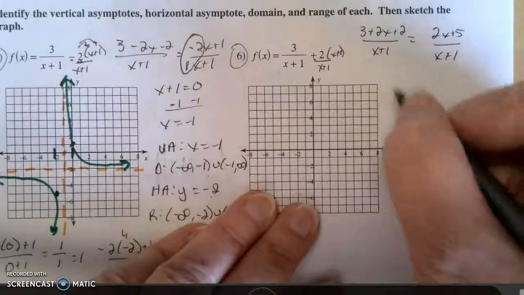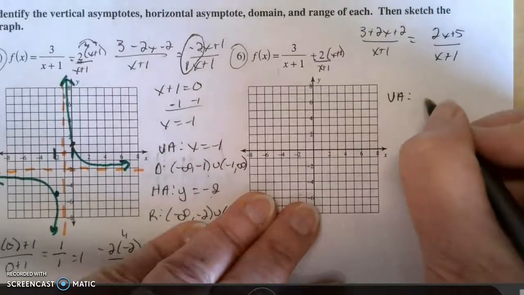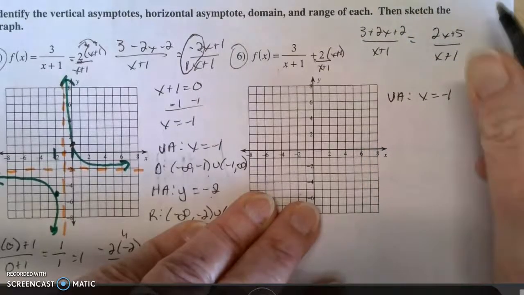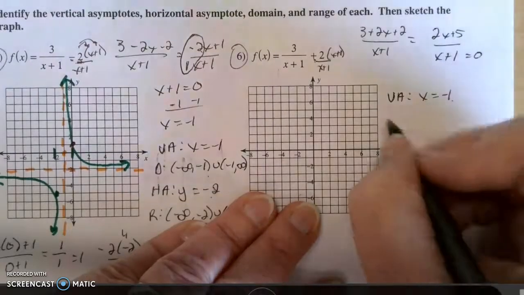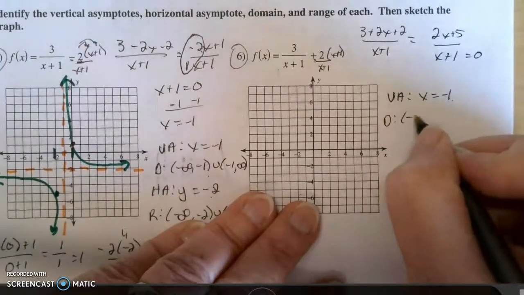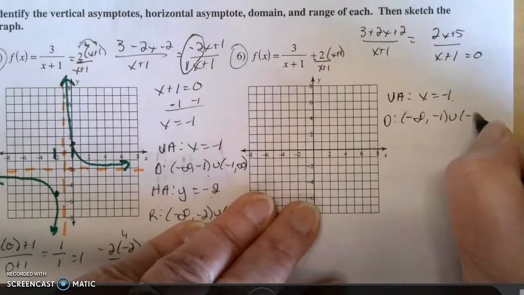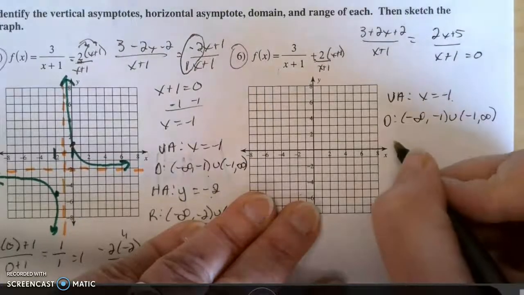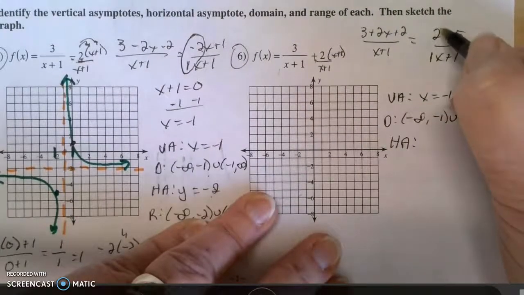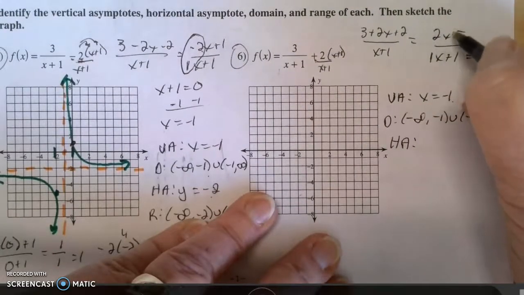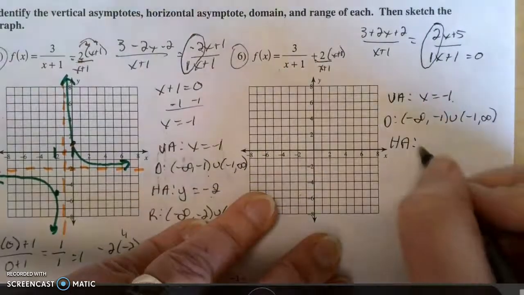So let's get our vertical asymptote. Set my denominator equal to 0 and solve. Let's get our domain. Now let's get our horizontal asymptote. Our numbers in front, they have matching x's. So this time it's y equals 2.